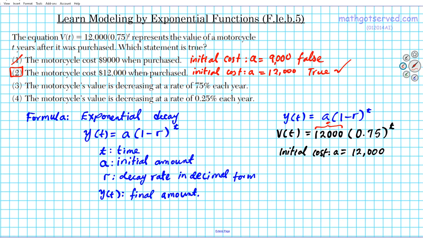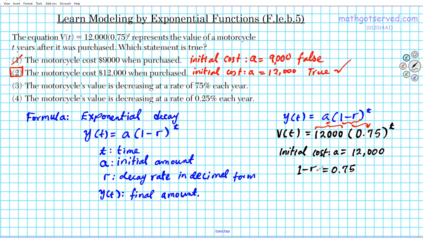So what is the decay rate in this particular scenario that we're dealing with? Well, let's figure it out. The piece that's being raised to the t power, that is what is equivalent to 1 minus r. So this 1 minus r piece is equivalent to 0.75. So we're going to set up an algebraic equation: 1 minus r is equal to 0.75. Now, solving for r in this equation will help us determine what the decay rate is in decimal form, and then we'll convert it to its corresponding percentage format.